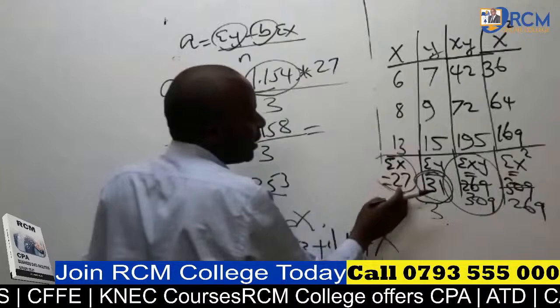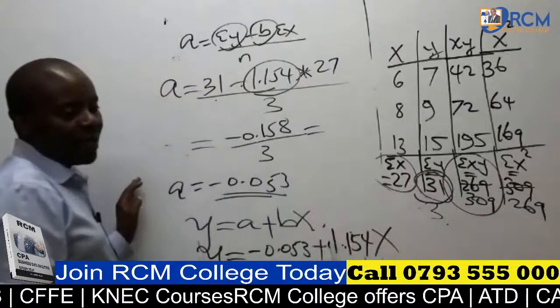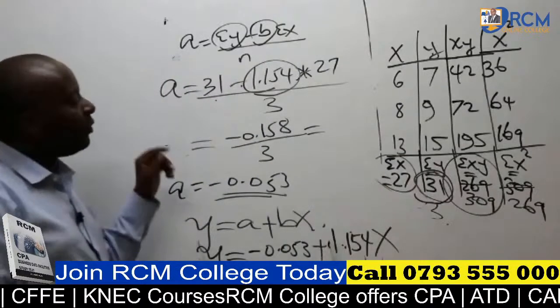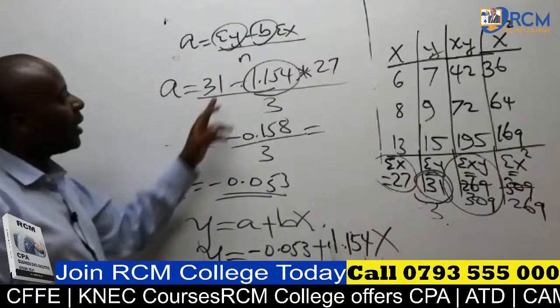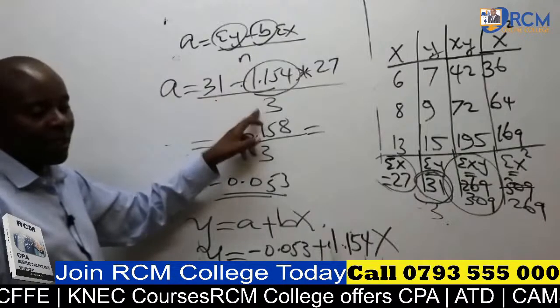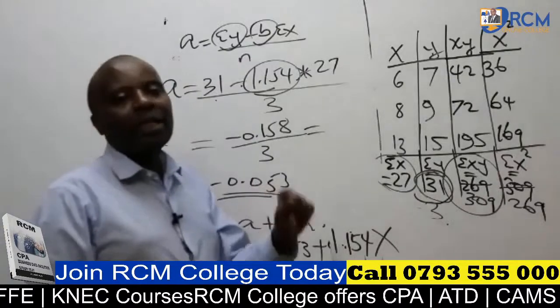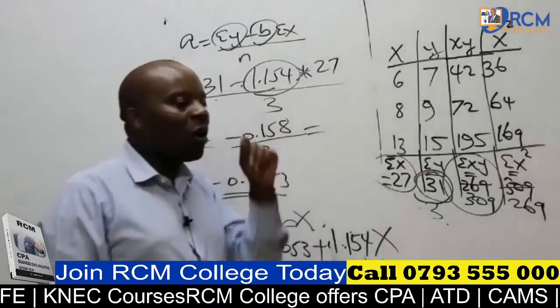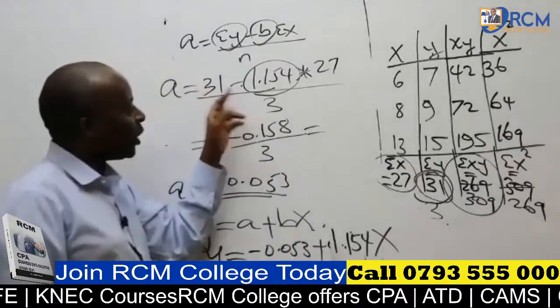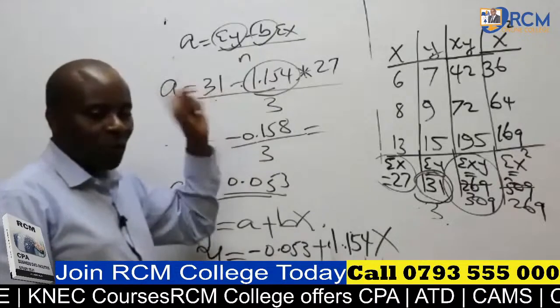Summations of x ni gani somebody? Ni 27. Summation of x ni 27. Divide this by number of points, and how many of them are they? 3. Fatma, mali umekosea, haujatafuta numerator kando. Lazima utafute numerator kando na calculator yako. Numerator useme 31 minus 1.154 times 27.